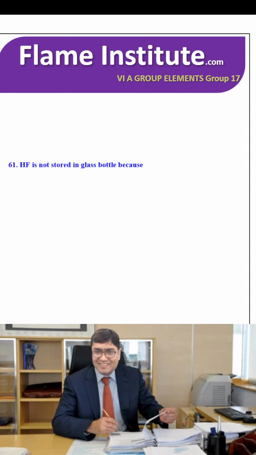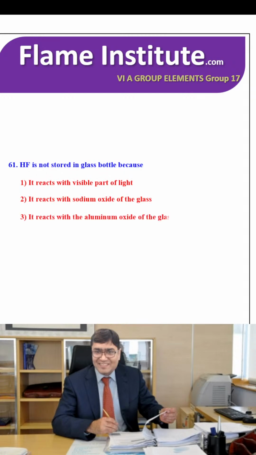HF is not stored in a glass bottle because it reacts with the visible part of light, it reacts with the sodium oxide of glass, it reacts with the aluminium oxide of glass, or it reacts with the SiO2 of the glass. The correct option is it reacts with SiO2 of the glass.